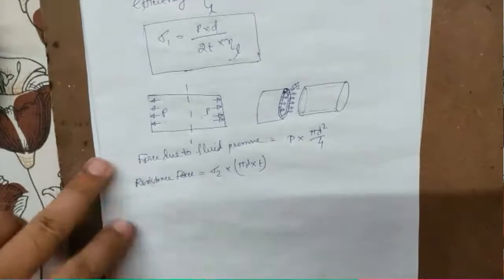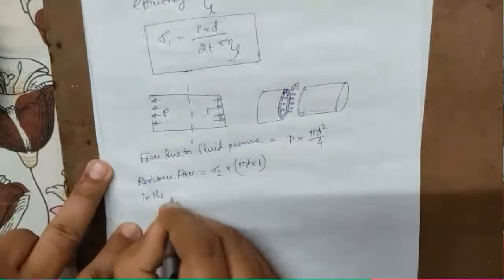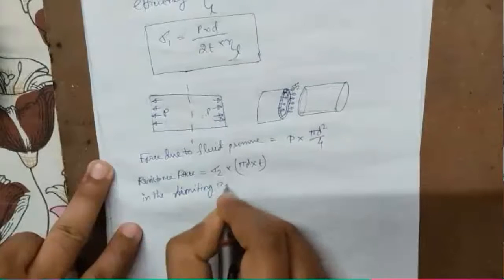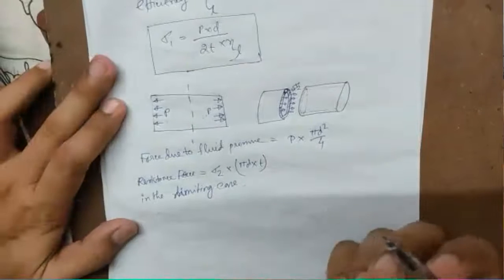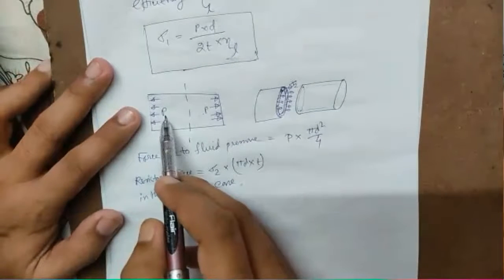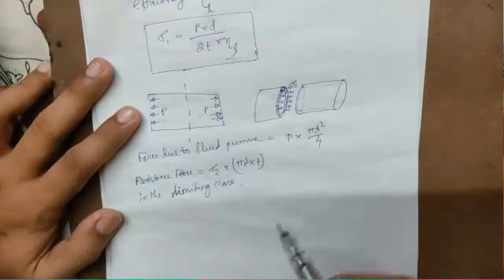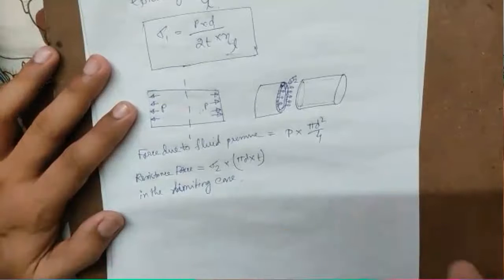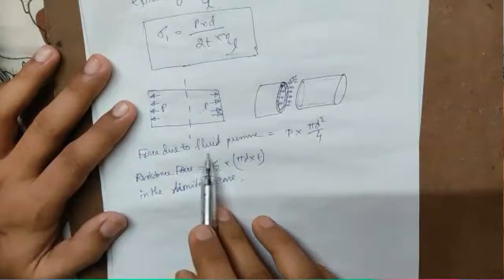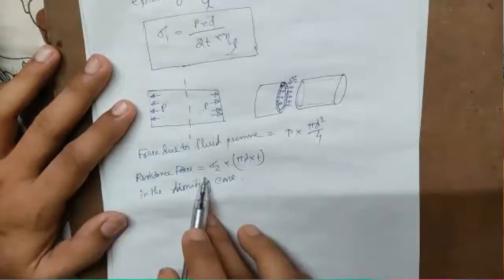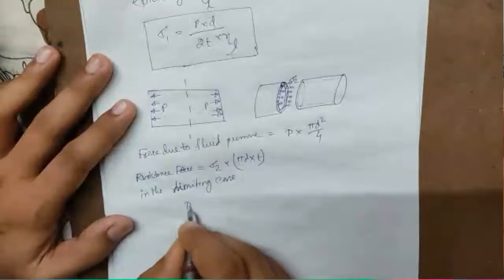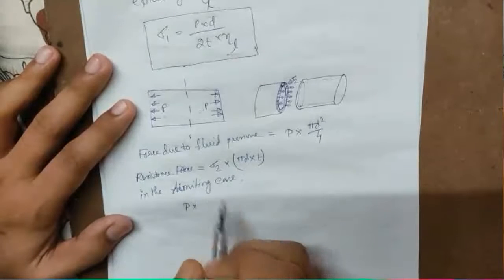So in the limiting case, where the stress is maximum, if this pressure gets increased by a very small amount, then the failure cannot be resisted and failure will occur. So in the limiting case, the force due to fluid pressure and the resistance force occurring due to the property of the material are equal. Then we can find out the maximum value of this longitudinal stress.